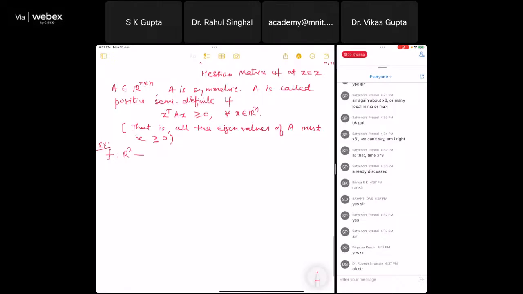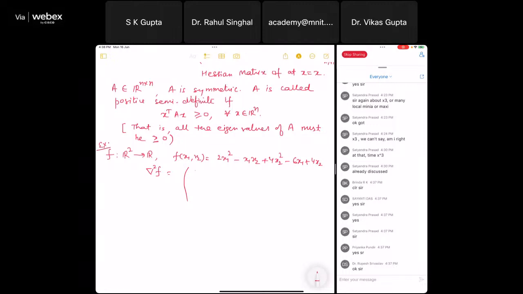So let us take one simple example. F from R2 to R, and suppose f(x1, x2) is simply 2x1 square minus x1 x2 plus 4x2 square minus 6x1 minus 4x2. I have taken one example. Now I want to see whether this function is convex or not. Similarly, I can go for a 3 variable or 4 variable problem as well to check whether that function is convex or not. So what is the Hessian matrix of this f?